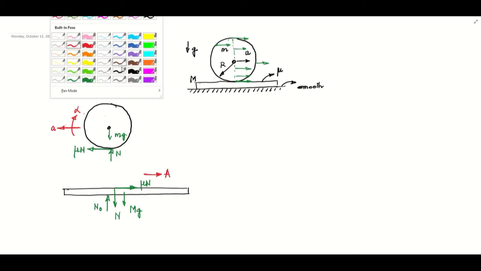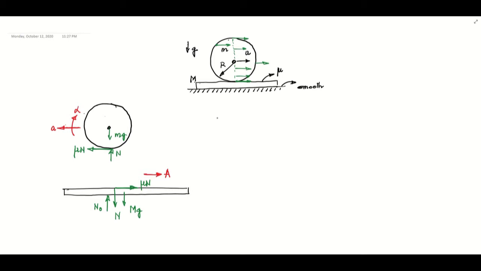Now we write the force equations. For the vertical equilibrium of sphere, we have n is equal to small mg. In the horizontal direction, we can write mu n is equal to small ma. And the torque equation for the sphere will become mu nr is equal to 2 by 5 mr square alpha. For the plank in the vertical direction, n naught will be equal to n plus capital Mg. And we will have mu n is equal to capital M into capital A in the horizontal direction.